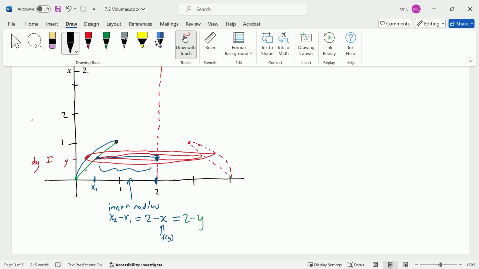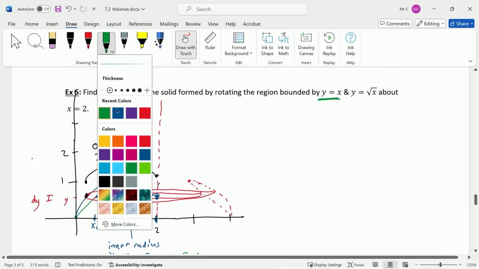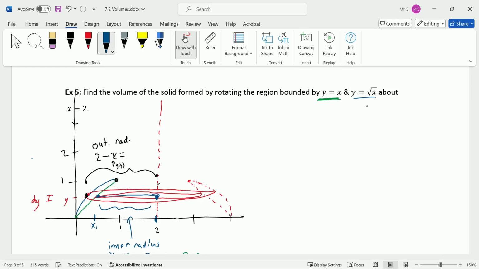Okay, now we need the outer radius, and that's the distance from here, that outer chunk of the curve, to the same point of rotation. And so my outer radius is 2 minus the x value here. But again, we need to write this as a function of y, g of y. And so I look at my blue graph. That was y equals the square root of x. I need to write that as x equals. I just square both sides. I get x equals y squared. So we write the outer radius as 2 minus y squared.